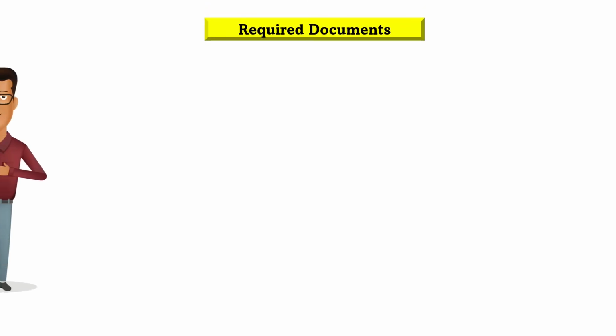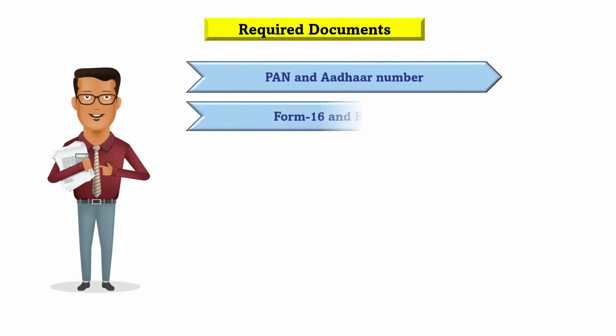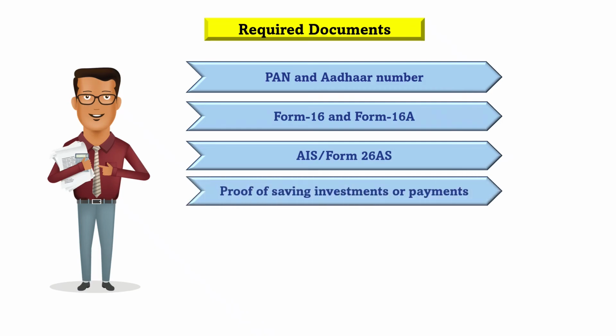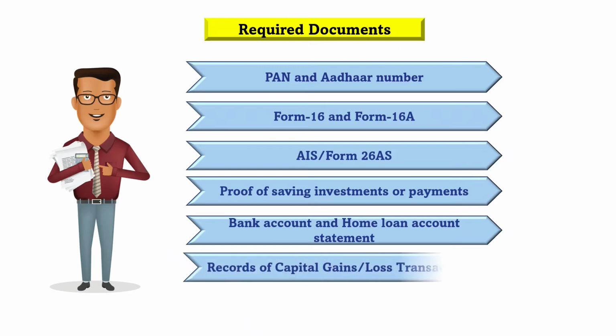Before filing Form ITR2, you must collect the following required documents. You should have your PAN and Aadhaar number, Form 16 or Form 16A as applicable. You must download AIS or Form 26AS. You should have proofs of saving investments or payments. You must have the details of your bank account and home loan account statement, and you must maintain the records of capital gains or loss transactions.